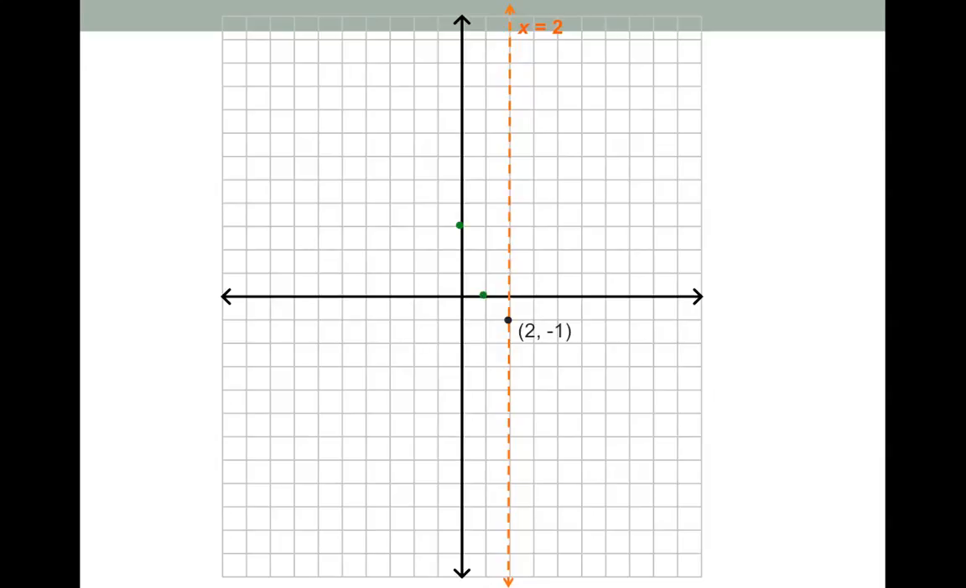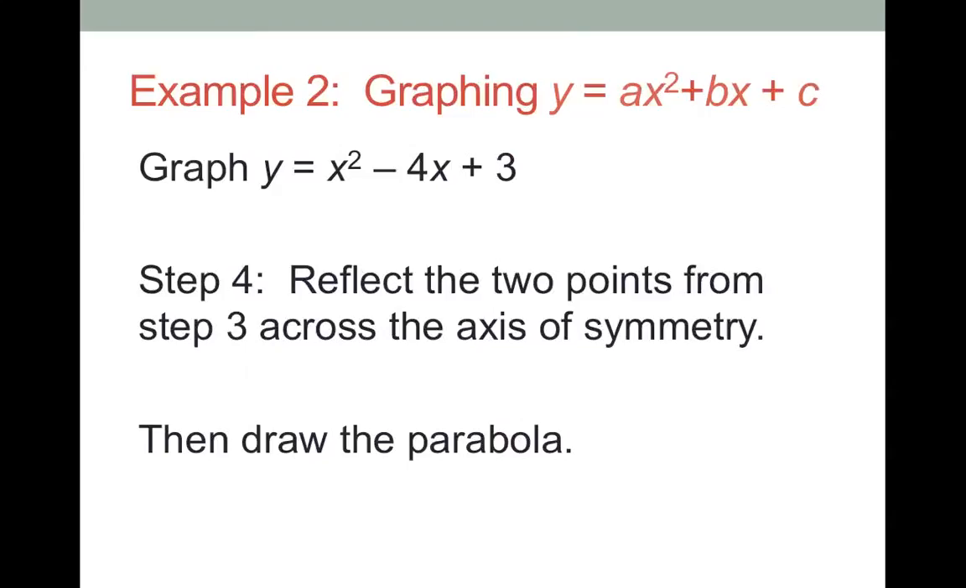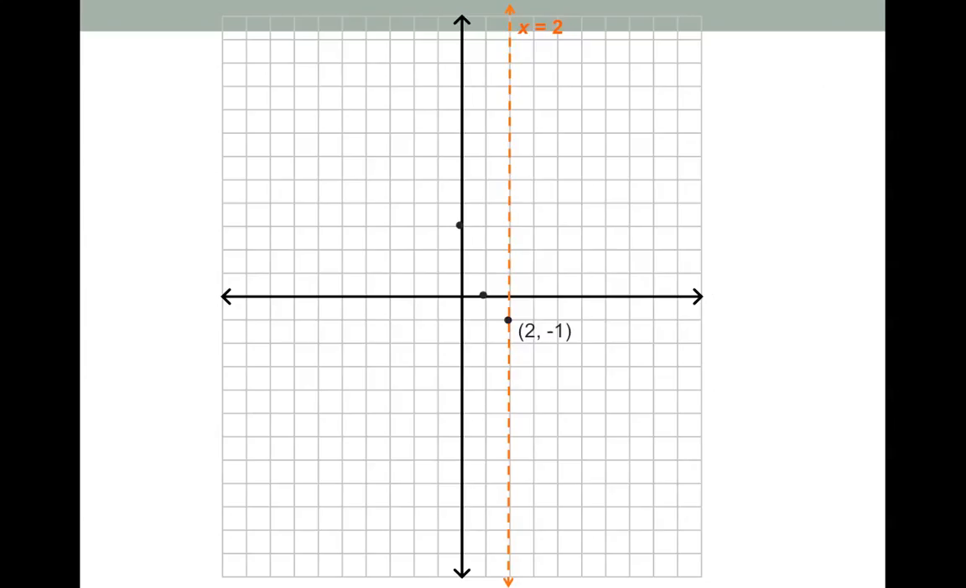Okay, and as he said in the video, you're starting to see what half of the parabola is going to look like. Now to finish up our graph, we're going to reflect those 2 points from step 3 across the axis of symmetry, and then we can draw our parabola. So we reflect and draw. And we label that with y equals x squared minus 4x plus 3, and there's the graph of our function.